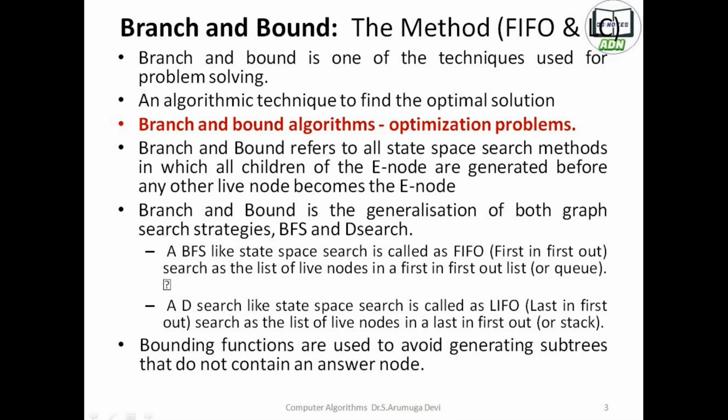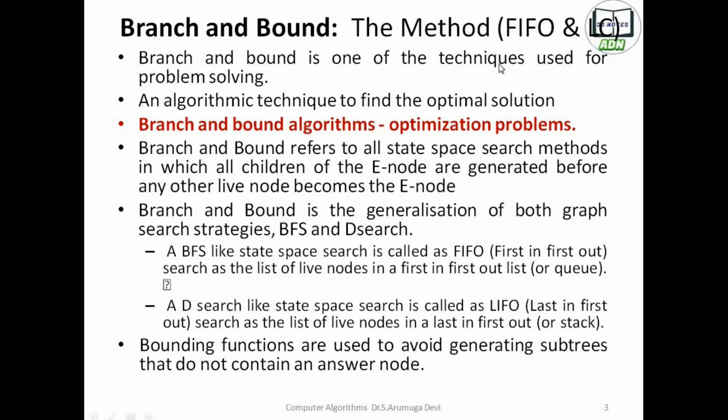Branch and bound is a generalization of the graph search strategies DFS and BFS. BFS is a first in first out strategy, and DFS is a last in first out strategy. The bounding functions are used to avoid generating subtrees, so they avoid unnecessarily exploring unneeded nodes, that is, nodes that do not lead to the answer node.